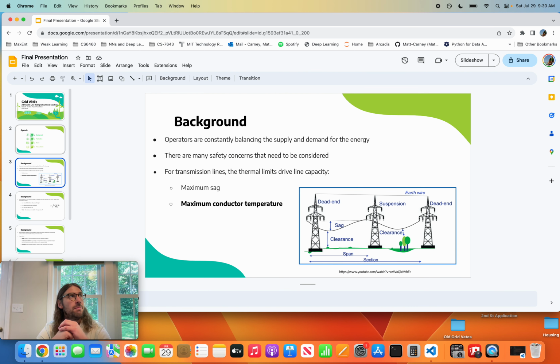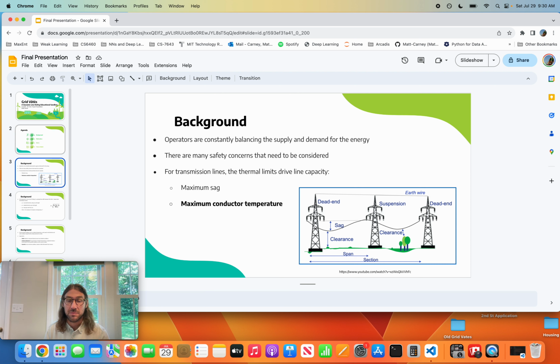Okay, when we talk about lines here, we're talking about transmission lines that convey energy, and when we talk about rating, we're talking about the ampacity or the maximum amount of current that can go through transmission lines. And so, at a very, very high level, grid operators are always trying to balance supply and demand for energy, very dynamic system. There's also a lot of safety concerns that need to be considered. And it's kind of outside the scope of this project, but for transmission lines, the thermal limits really drive that capacity. And so that can be, it's kind of two parts to that.